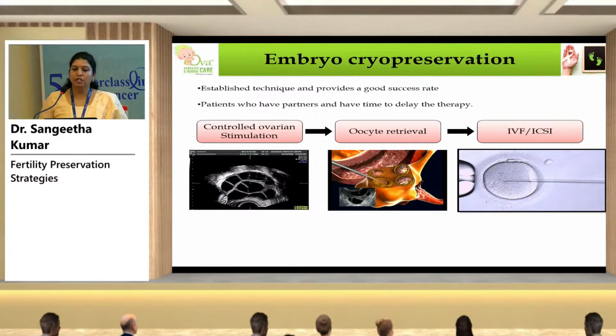Embryo cryopreservation. This is a very established technique which has a very good success rate, and patients who have a partner and have the time to delay the therapy can go for embryo cryopreservation. Here again, the follicles are stimulated, the oocytes are retrieved once we get an appropriate size of follicle, and this is followed by either IVF, in vitro fertilization, or ICSI, intracytoplasmic sperm injection. Here, we inject the sperm directly into the egg.